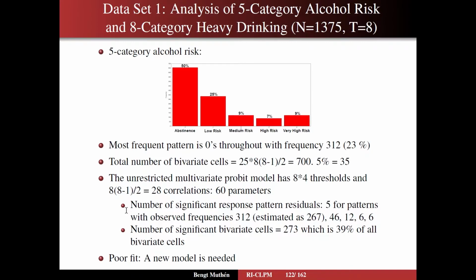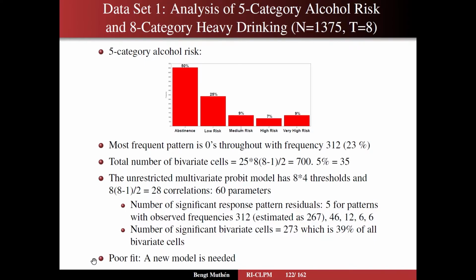The number of significant response pattern residuals is 5, for patterns with observed frequency 312, 46, 12, 6, 6. So here we get the most frequent pattern, 312, which is underestimated as 267. So that's a bad fit. And the number of significant bivariate cells is 273, which is 39% of all the bivariate cells. So the frequency fit is terrible here, and we conclude that a new model is needed.